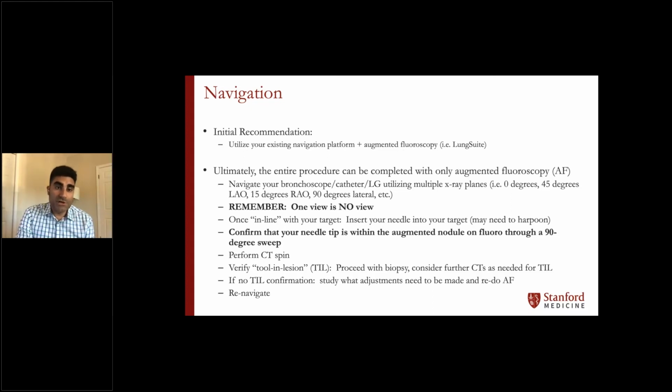And if you don't get tool and lesion confirmation, you have to study what adjustments you want to make, and then potentially redo your augmented fluoroscopy, and then do another spin eventually. And then you re-navigate, and this cycle goes on until you successfully biopsy your target.